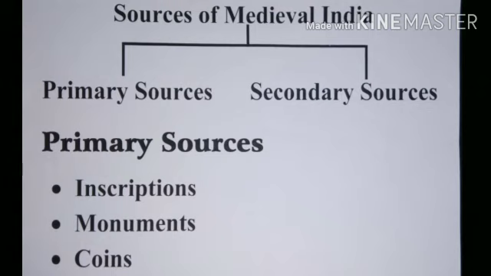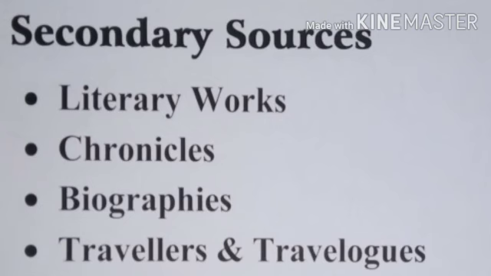If you take sources of medieval India, we can divide into two, that is primary sources and secondary sources. Primary sources include inscriptions, monuments and coins. And secondary sources include literary works, chronicles, biographies, travelers and travelogues.